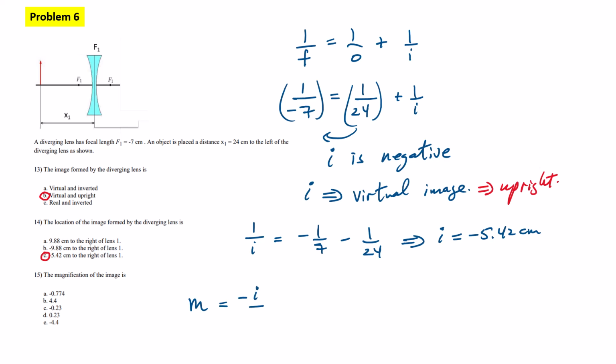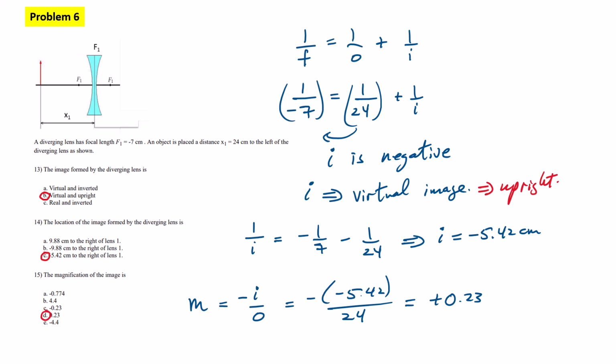It's minus I divided by O, so we have minus, that just comes from the definition. Now I is also negative, so we have -5.42, and now divided by O, the distance of the object to the lens. In this case, that was 24 centimeters. We're going to get a positive magnification for this problem, positive 0.23 is the magnification. That corresponds to choice D.